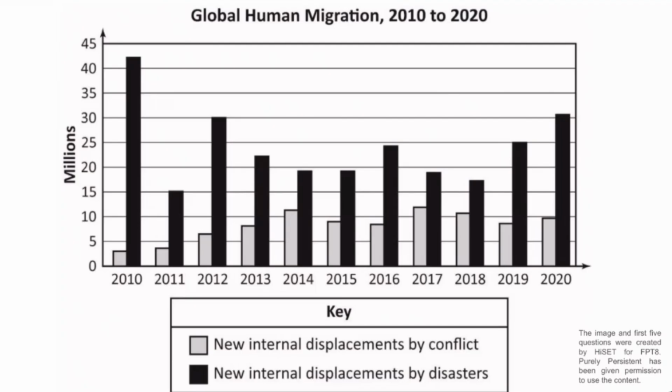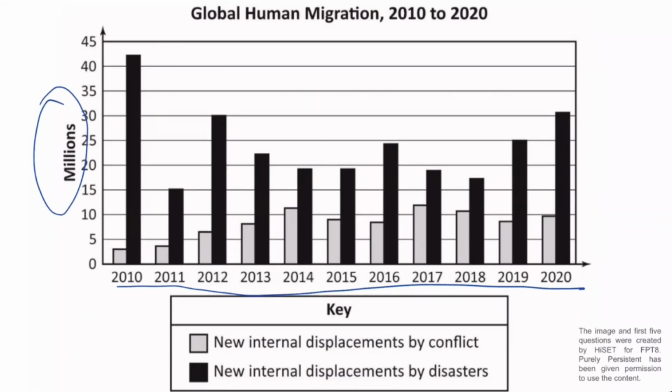As you can see, global human migration is up at the top, and this is based on millions of people, and here we have the years. The key indicates that the gray has the new internal displacements by conflict. So again, that might mean civil war, persistent terrorist attacks, etc. And then the black indicates new internal displacements by disasters. So maybe flooding, earthquakes, drought, extensive heat conditions, volcanic eruptions, etc.